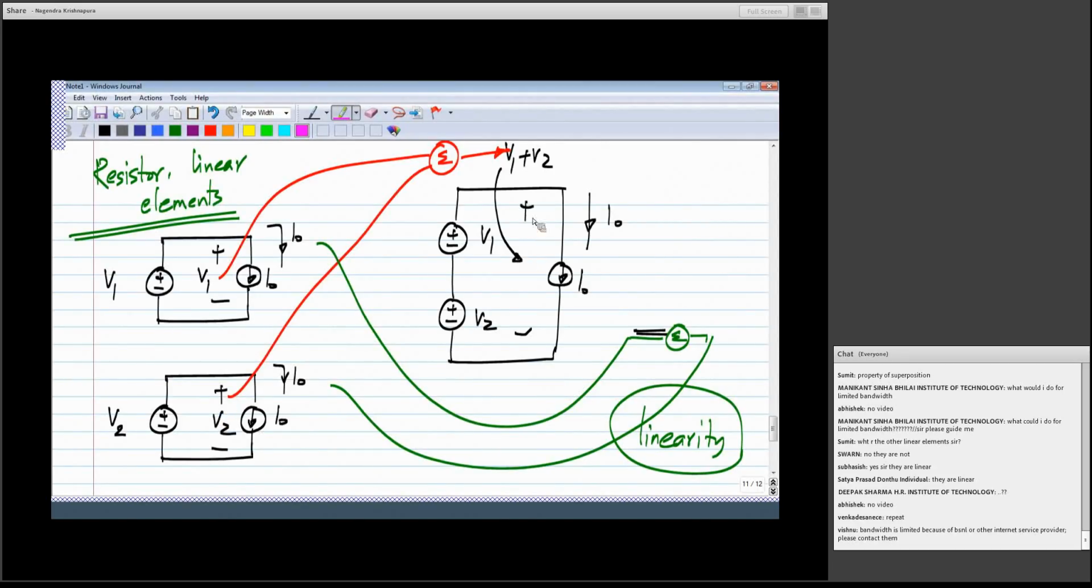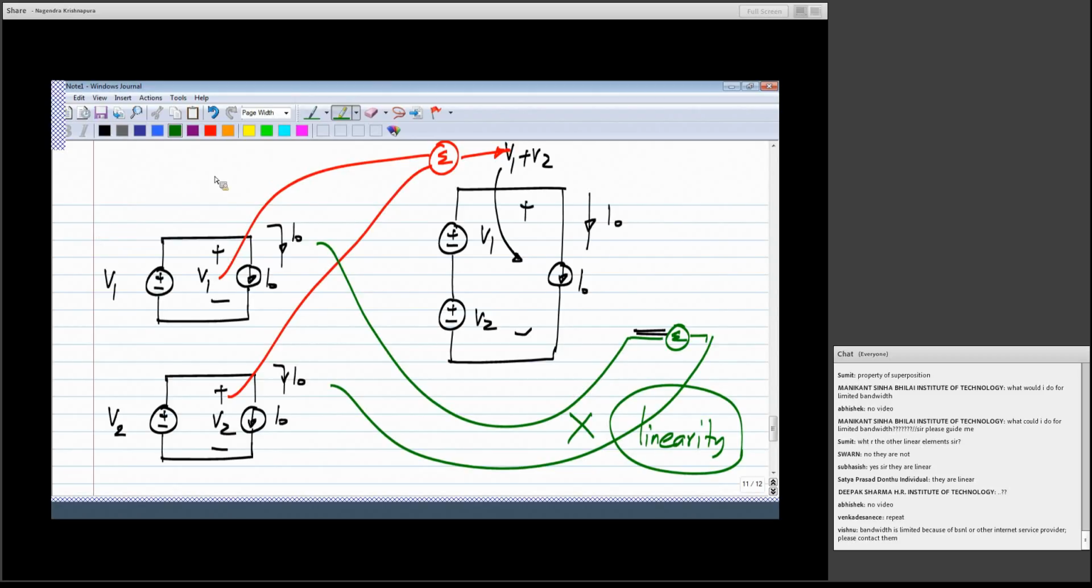Now, if this principle, that combining the causes will give you a combination of the effects, is true, then this current should have been 2 I naught, but it is just I naught. So in fact, the resulting current is not equal to the sum of currents in individual cases.